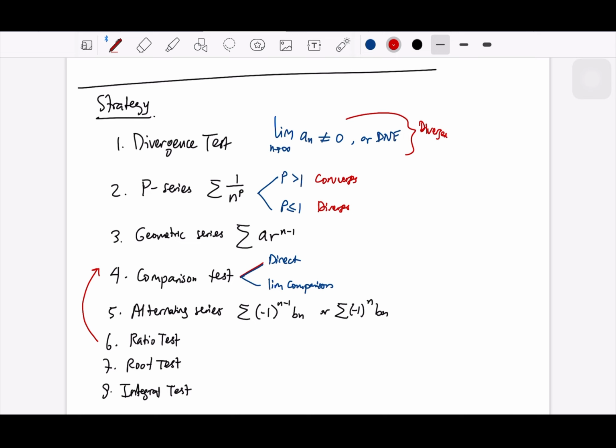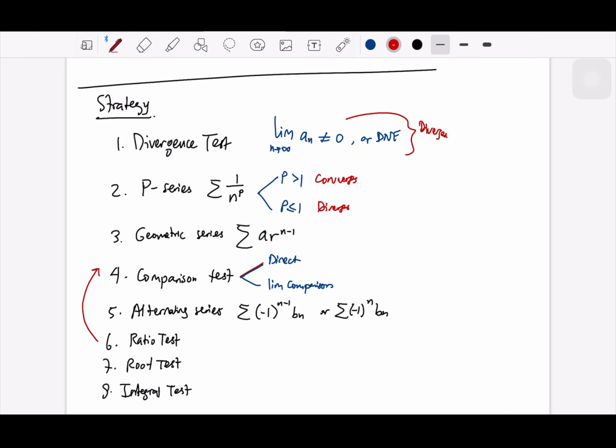So the first trial, check the limit. If it is not zero, or if the limit does not exist, then you can write that it's divergent. If it is zero, then you need to check with other methods. The second form that you can check is the p test. If you have 1 over n to the power of p, and p is greater than 1, then it converges. If it is equal to 1 or less than 1, it diverges. But the p series is just a simple form like this.